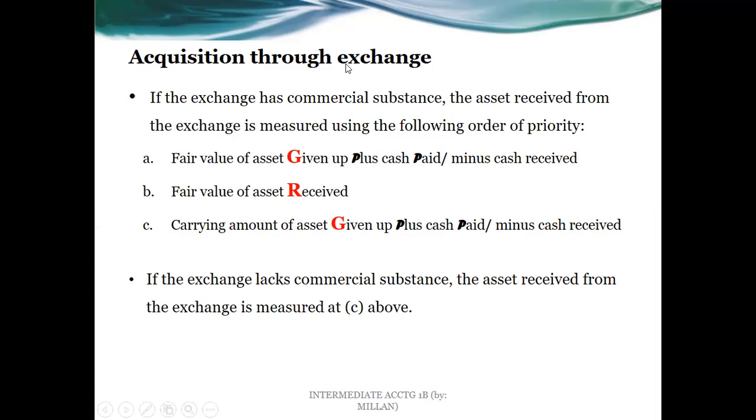Now, what if the exchange lacks commercial substance? So in that case, the asset received from the exchange is measured at C. So using letter C, we have to follow that. And normally there is no gain or loss on the situation. So there is no additional value on that perspective for either of the parties.